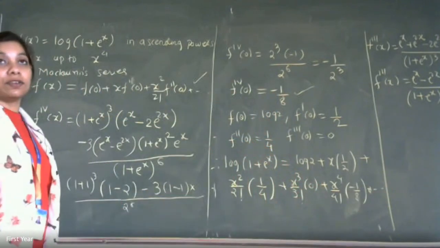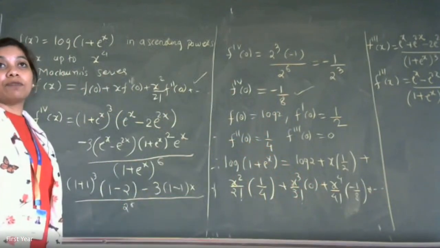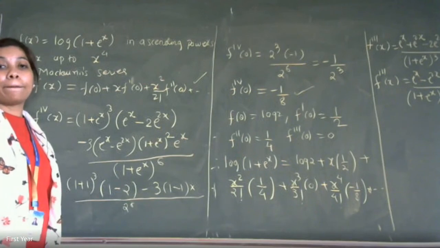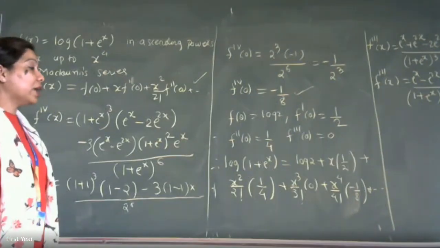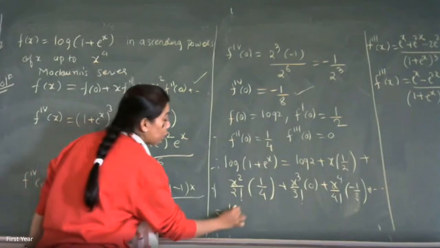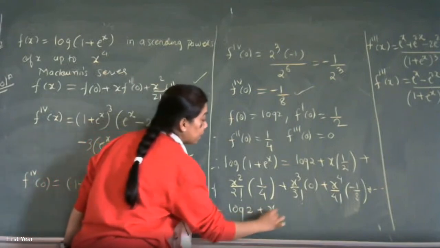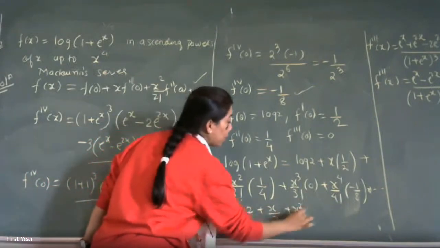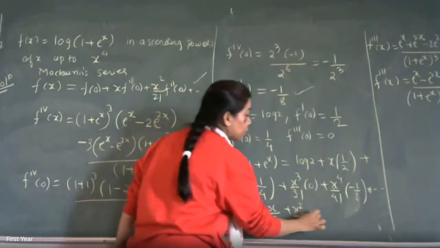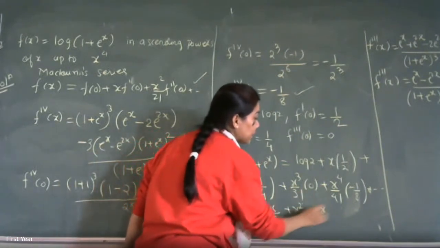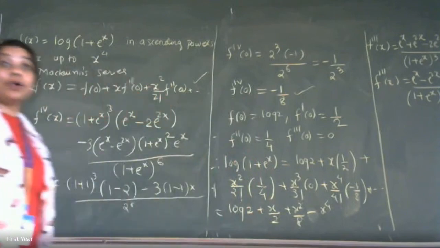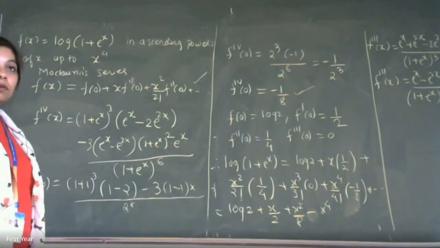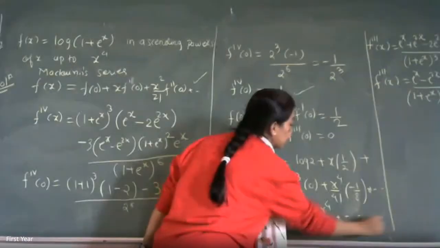Simplify, that's your final answer. Clear? Yes, everyone? Yes, ma'am. Okay, so that's your final expansion, which is log 2 plus x by 2 plus x square by 8. This term is 0, plus, not plus, minus x raised to 4 by... 24 into 8 is how much? 192. Correct. That's your answer.